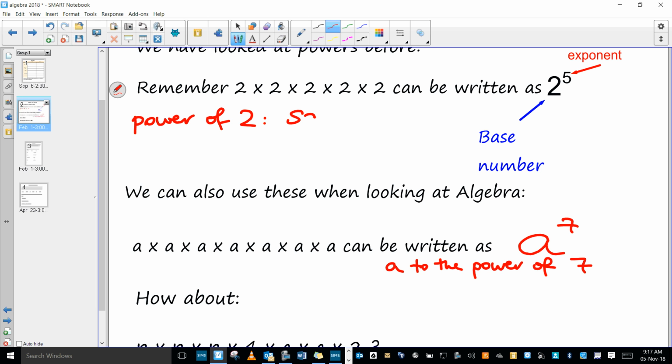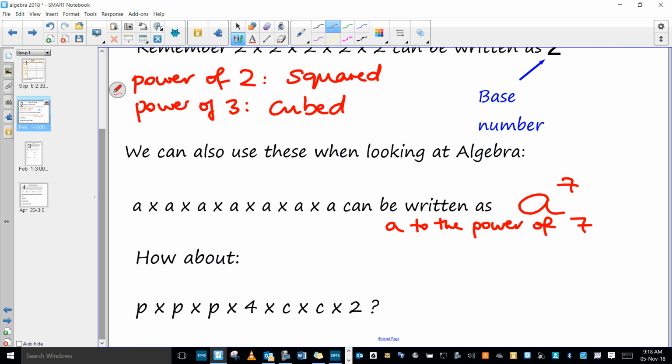And if something is to the power of 3, it's cubed. So they are the 2 fancy words that we use. But for anything else, we would just say to the power of. So if I said to you something is squared, you know that it's multiplied by itself. And if it's to the power of 3, if I say it's cubed, it's multiplied by itself 3 times. Awesome.